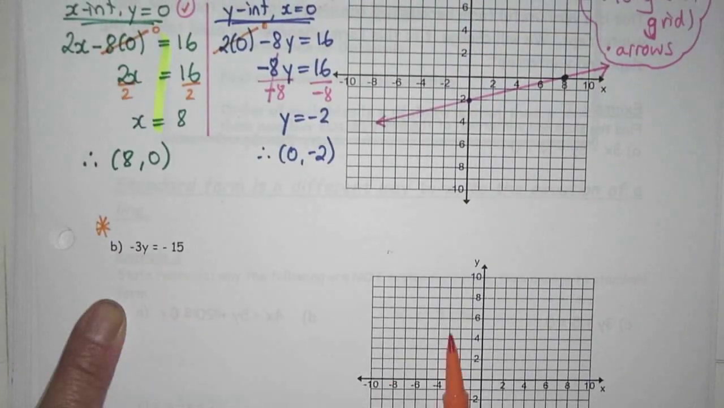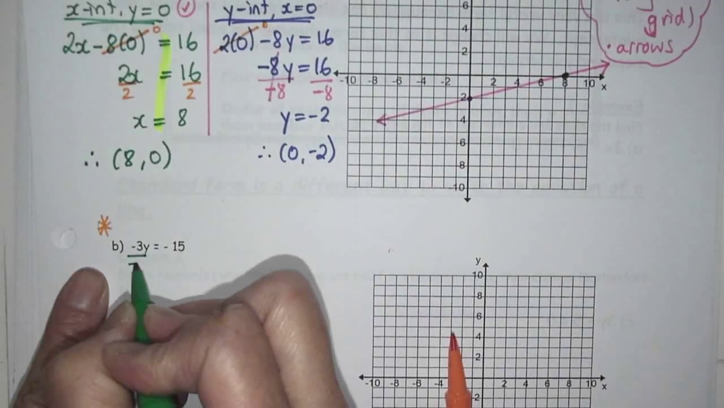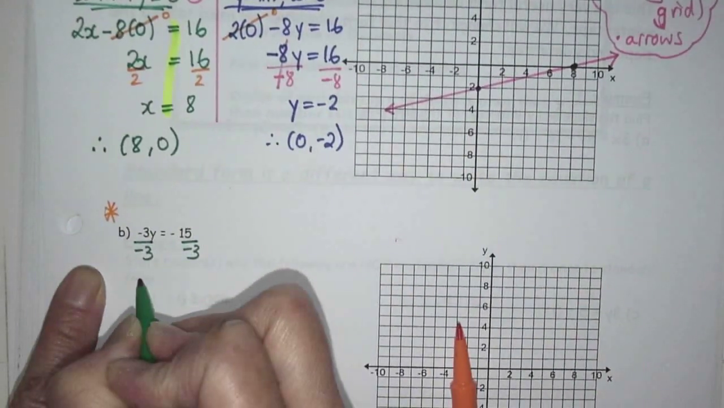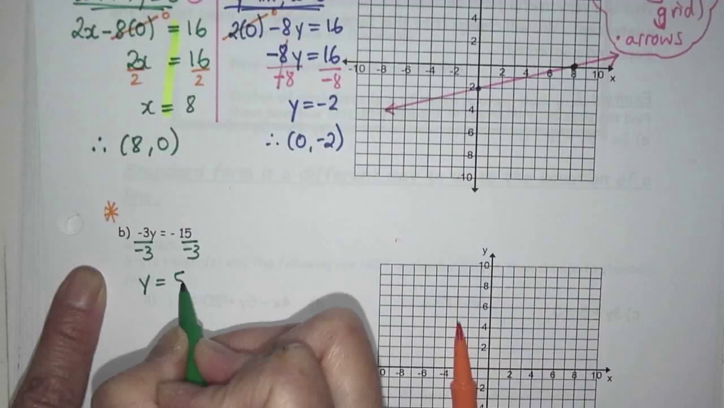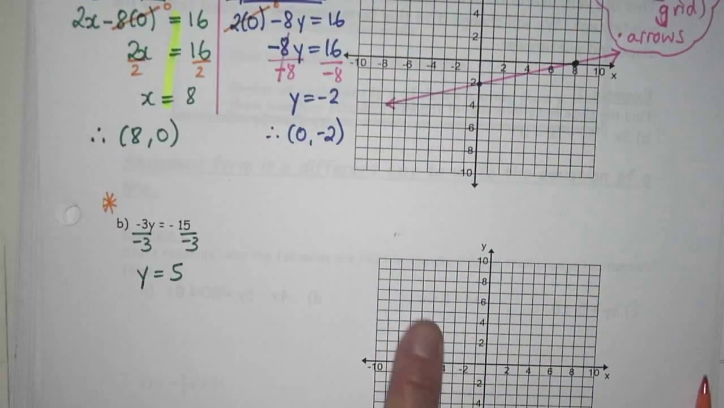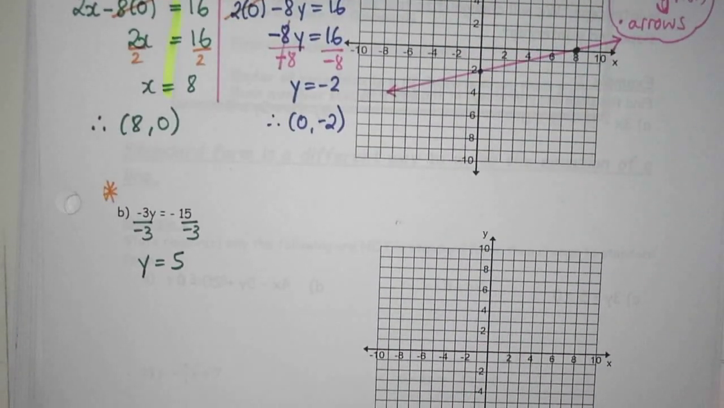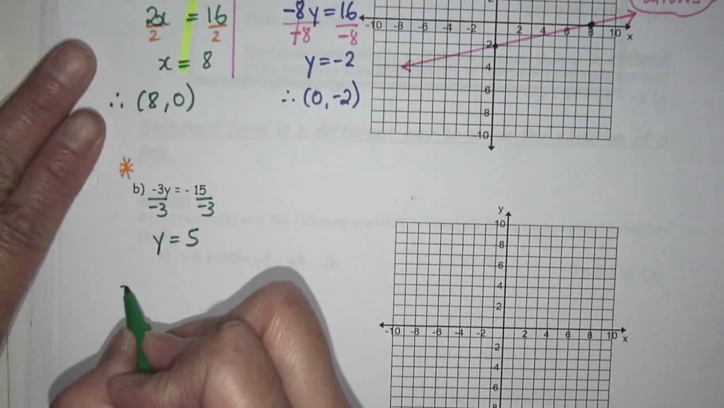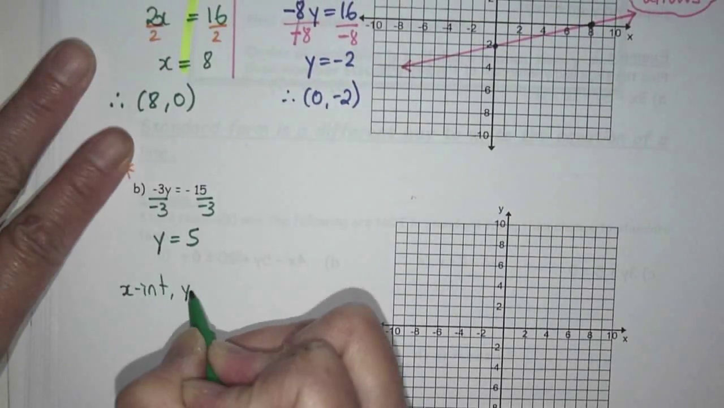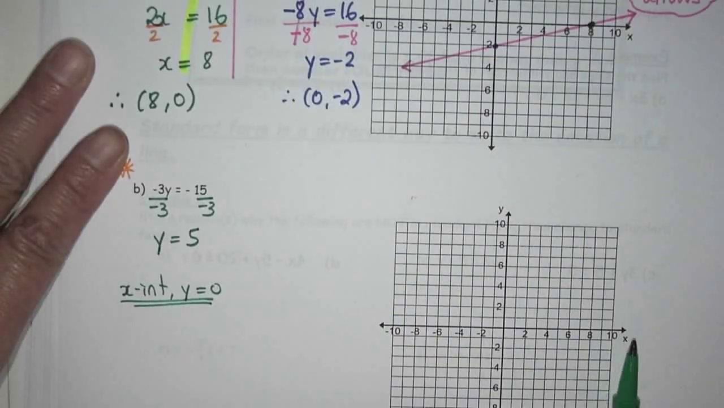If you want to, you can just divide both sides right away by negative 3. And you can go y equals 5. So then I know that it's going to be a y equals 5 line. But the question asks you to find the x-intercept and the y-intercept.